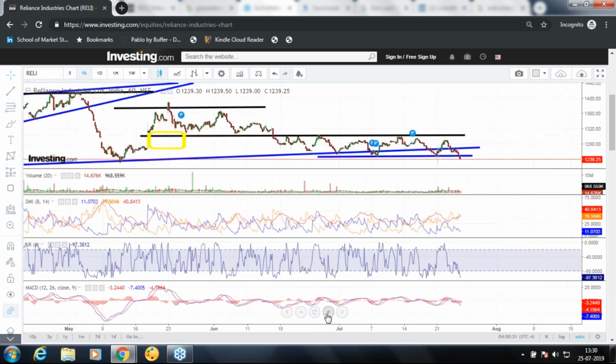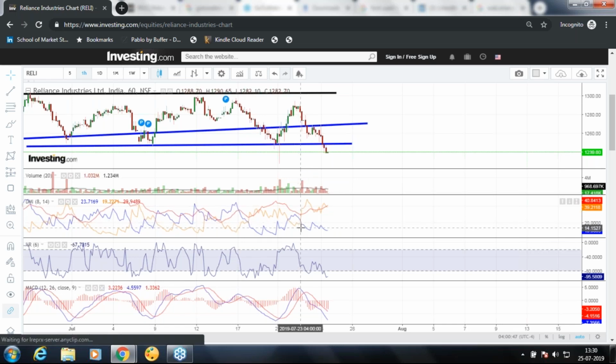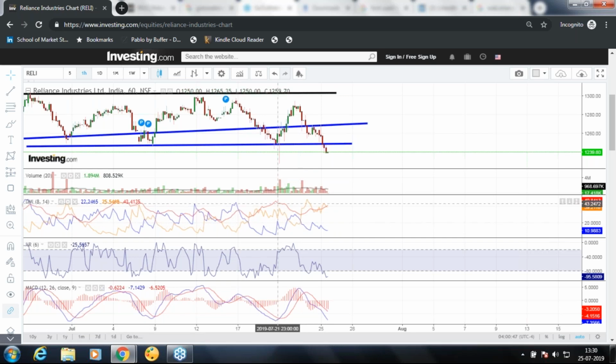Let's zoom in on the time frame. So, clear cut momentum is with us, and this momentum was initiated well above 1280, right? So, we had the red line cutting the blue line on the ADX, that was the signal, the reversal in the ADX indicator, right?